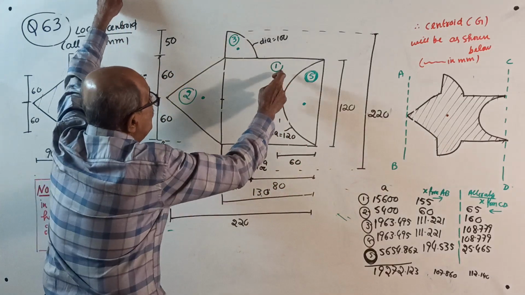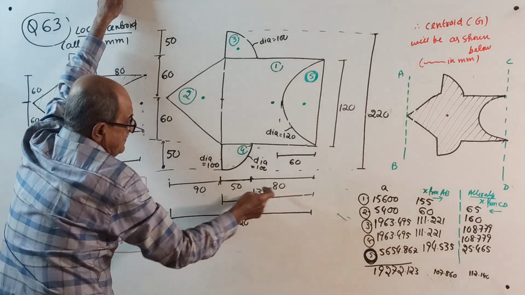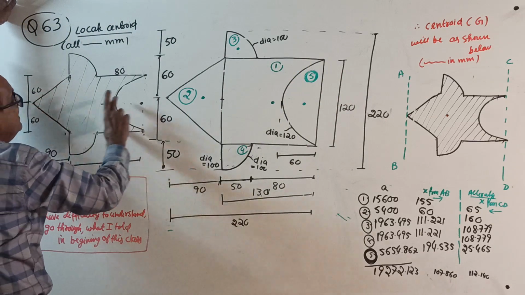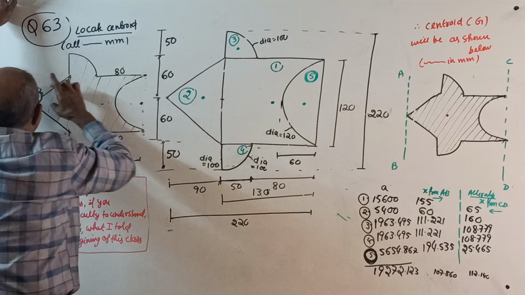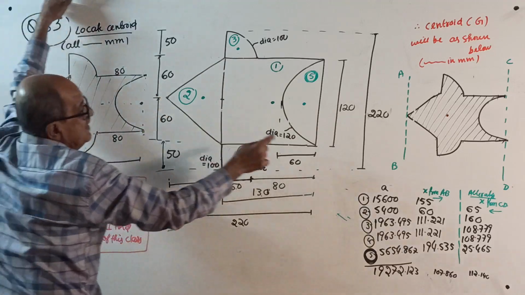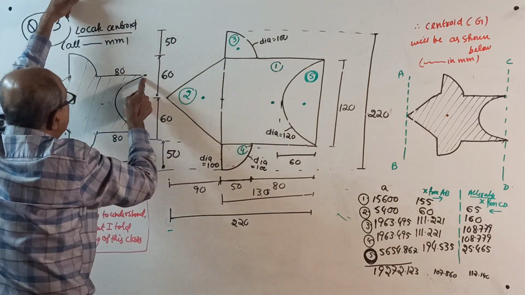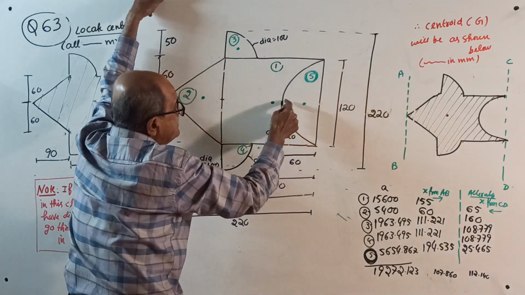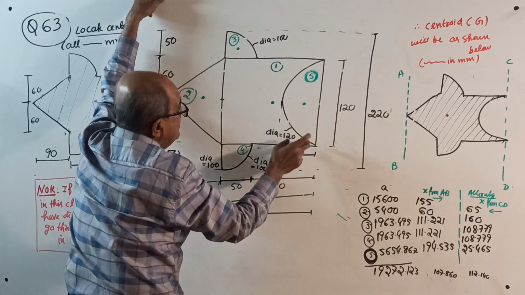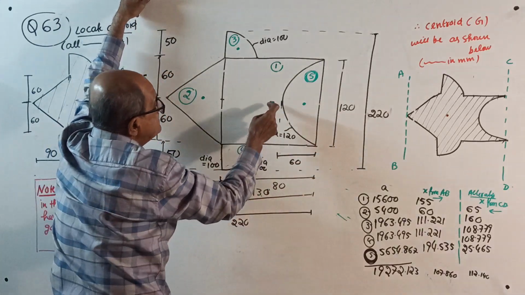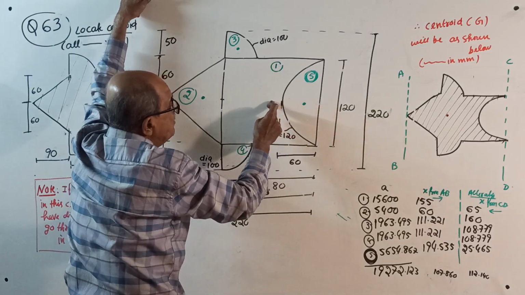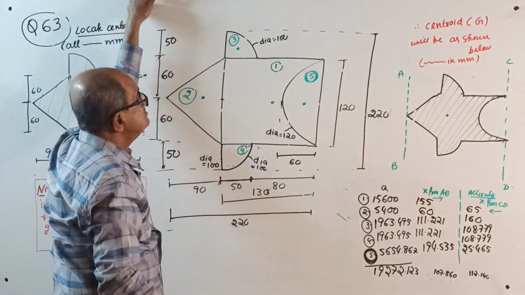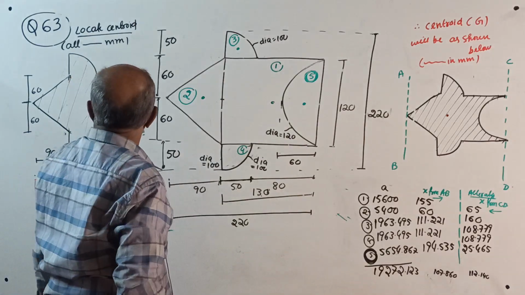Now, 1 is the rectangle, 130 by 120. How 120? 60 plus 60. Don't see this side, this is separate. 60 plus 60 is 120. And for the semicircle, the diameter is 120, so the radius will be 60. Half the diameter is the radius. This is 130, so the center is 130 by 2, which is 65. So the semicircle will come almost up to here. A little gap will be there, out of scale. I think this much you can understand now.